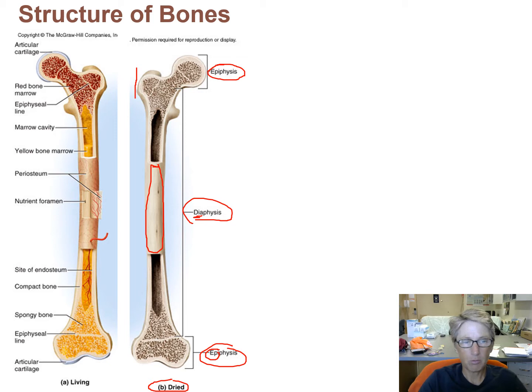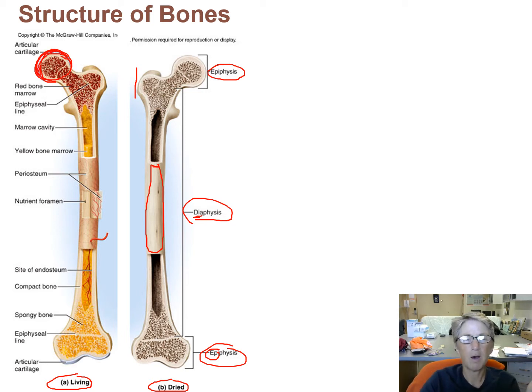And then if you look at the structures inside a living bone, can you guess which bone this is? It's kind of hard to guess, and I don't think it says what it is. It could be the femur, and I'm guessing that because of this really big head here. But if you look at a living bone, a long bone, I should say specifically, on top of the head here is this cartilage. Now, this is interesting.